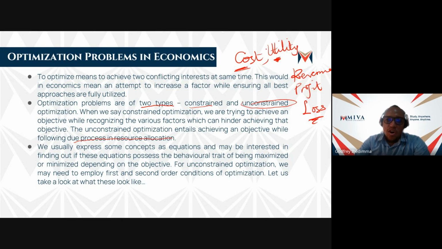So we can express all of these concepts using equations in economics. And then it will be our interest to find out if the behavioral pattern that is expressed in the equation is something that we can maximize or minimize. So there is no sure way of telling when you see an equation that this is a minimum function or a maximum function, but there are techniques in mathematics that enable us to ascertain if these functions are minimization or maximization functions. So for unconstrained optimization, we may need to employ what we are going to call the first and second order conditions of optimization. These are things that are very, very familiar in calculus.